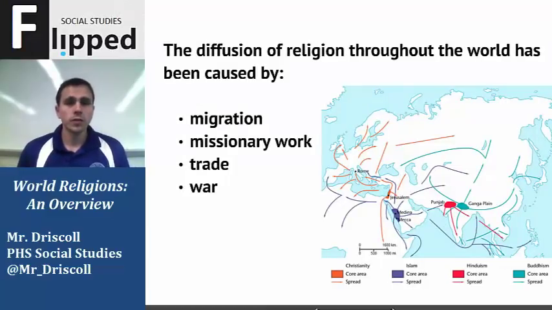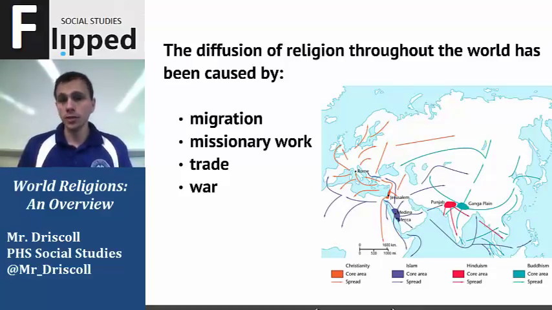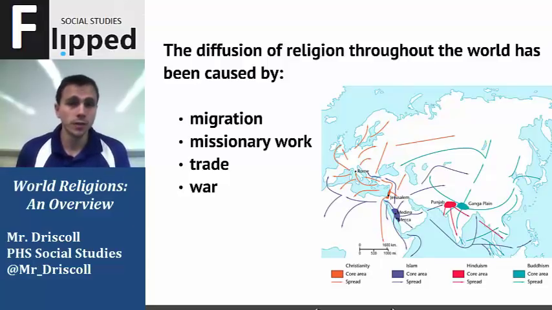The diffusion of religion throughout the world has been caused by four particular things. By diffusion, I mean spread, from the place that it started to where it spread to. One has been simply by migration. As people migrated throughout the world, throughout history, they brought their religions with them. Second, missionary work. That means people go out and actively try to recruit people into their religion. In the United States, a lot of missionaries came here and converted Native Americans in colonial times, but it's been happening throughout the world, throughout history.